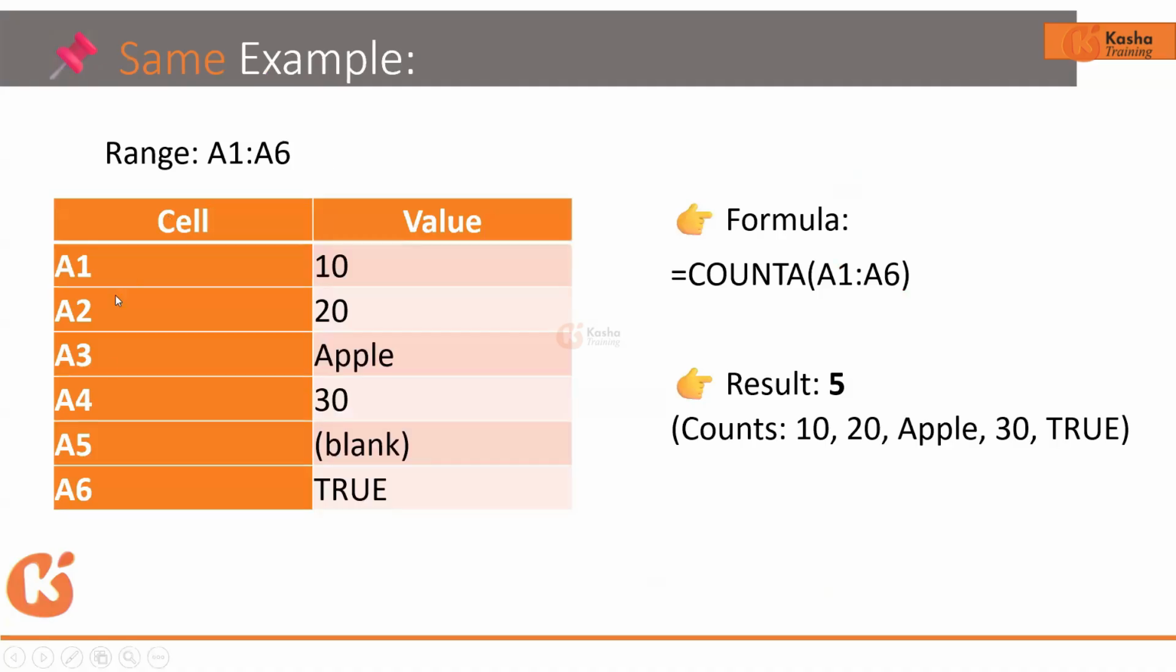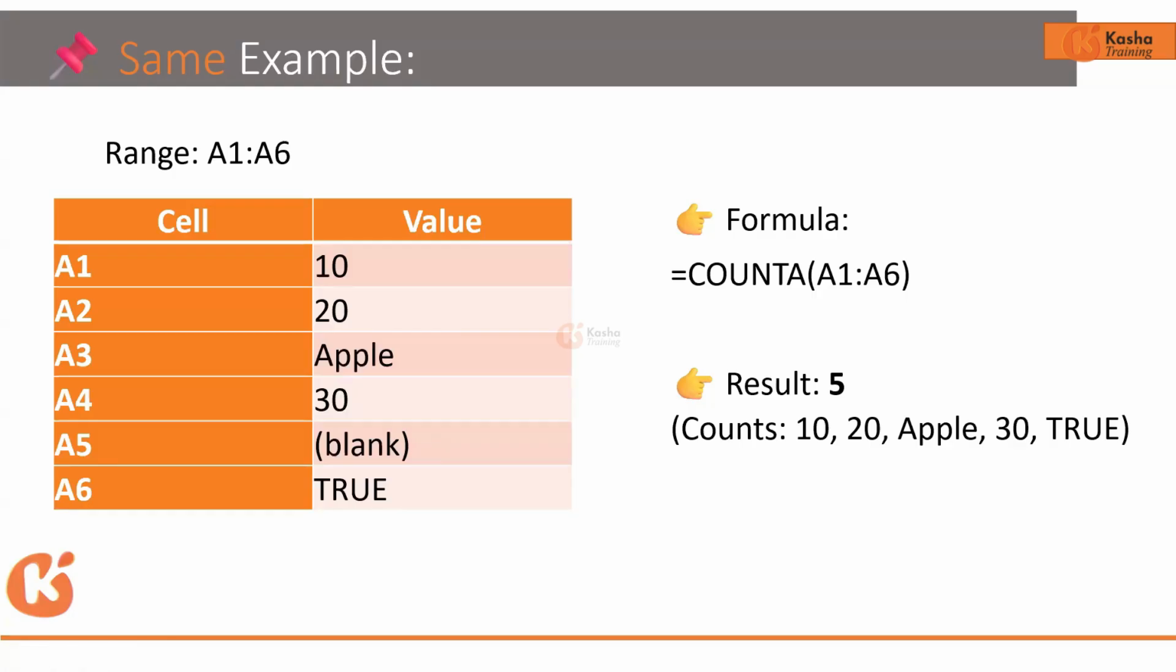Again, with the same example, you can see we have 6 cells and certain values. If you give the formula COUNTA here, the result is 5, because there is only one cell which is blank. A5 is the only blank cell. All the rest have values, so it has counted 5. Whereas COUNT only counts the numeric values, which are 1, 2, and 3.